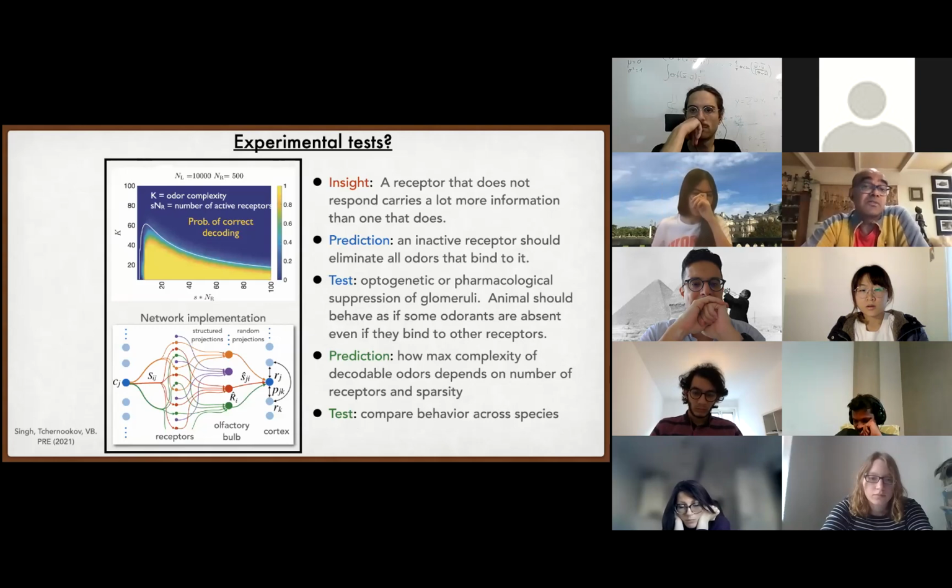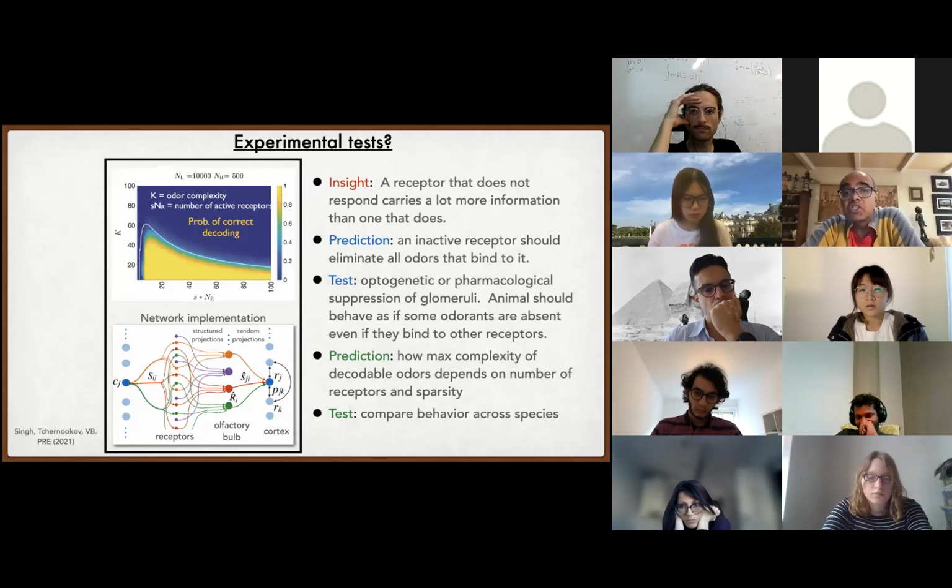So one more thing that you might say, so what are the insights here? One is that a receptor that does not respond carries a lot more information than one that does. So there's a prediction from that. An inactive receptor should eliminate all odors that bind to it. So you could test this, right? What you could do is optogenetically or pharmacologically shut down some receptor types or their associated glomeruli, and the animal should behave as if some odorants are absent. There's another prediction here that there is a maximum complexity of decodable odors depending on the number of receptors and their sparsity. So you could just compare this across different species. By just comparatively doing this, you could test whether or not this kind of theory works.